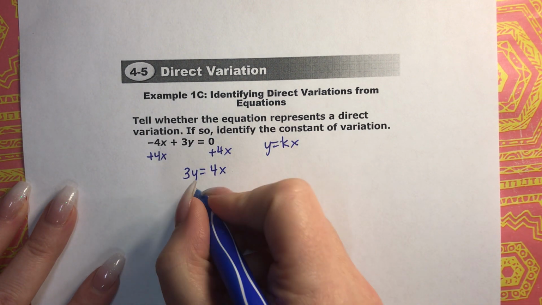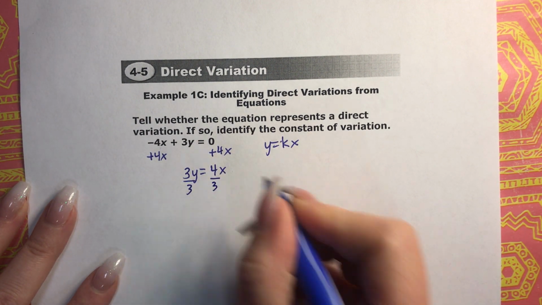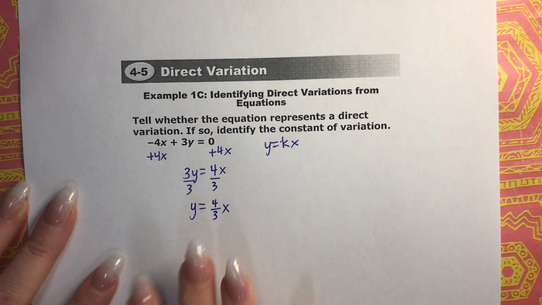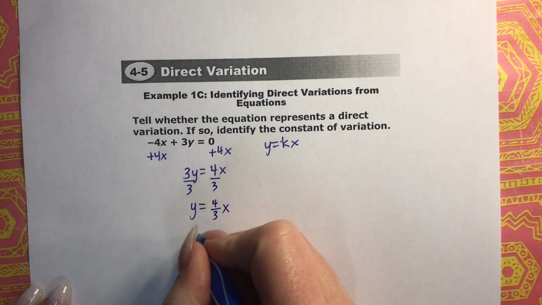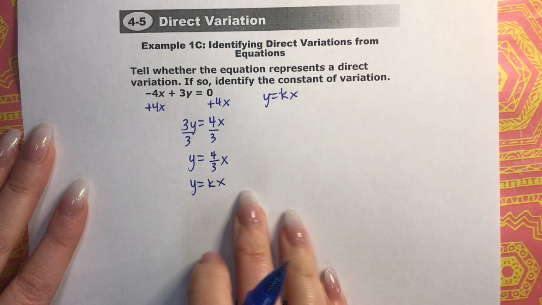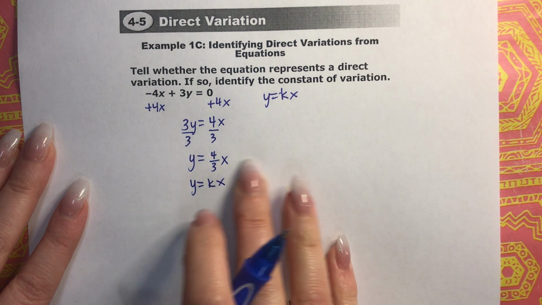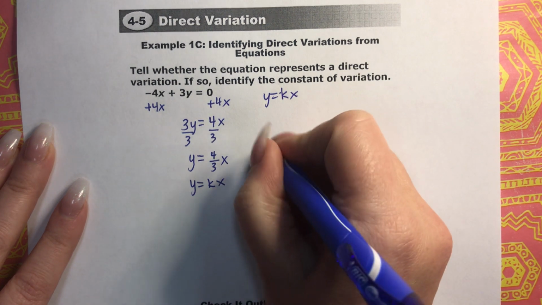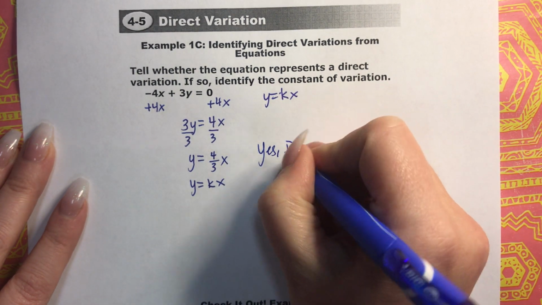Then we need to get y by itself, so we're going to divide everything by 3, which means we end up with y equals 4/3 x. Now, is this a direct variation? Is this in the form y equals kx? Is the y-intercept 0? Yes, there's nothing here. That means the y-intercept is 0. This is perfect. This is direct variation. So yes, direct variation.